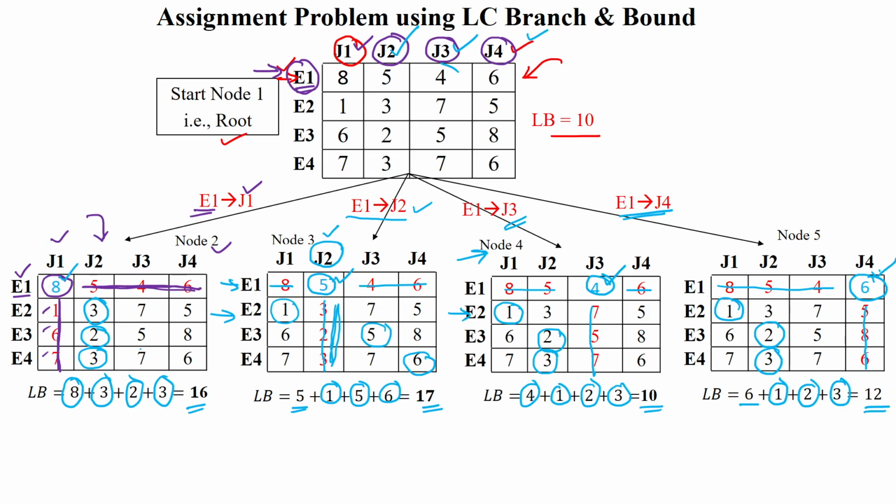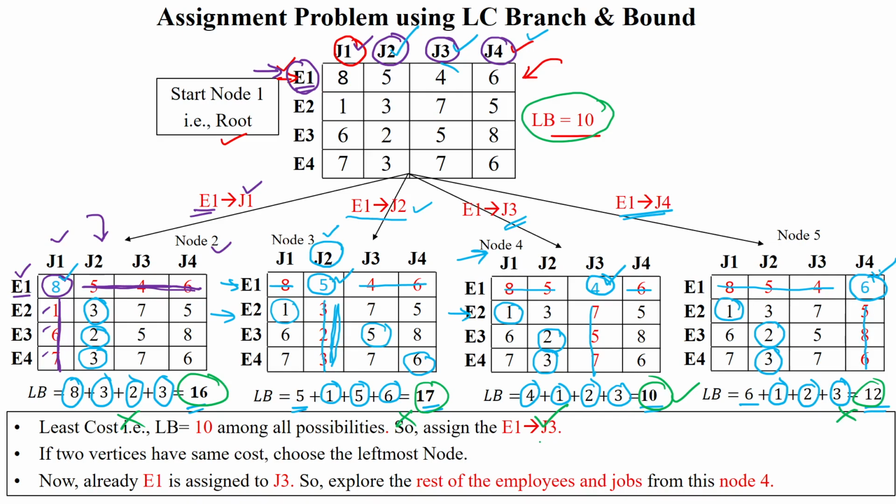So among these 4 possibilities, which is giving you the lowest cost? The lowest cost among 16, 10, 17 and 12, the 10 is the lowest bound. So here the lowest bound is 10, so we have to kill the other paths except 10. The 10 is the least lower bound, so we have to take that as job 3 is assigned to employee 1. So once it is assigned to employee 1, this node is suitable at this level of the state space tree. We are going to explore that now for further employees.